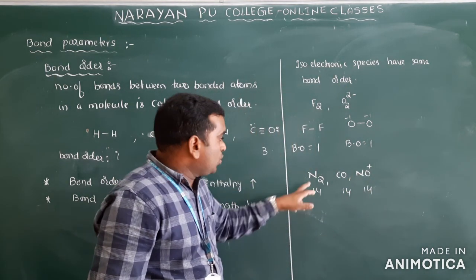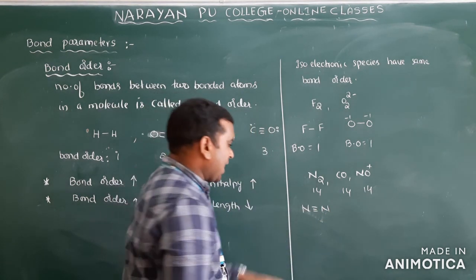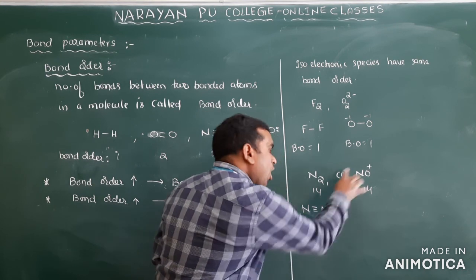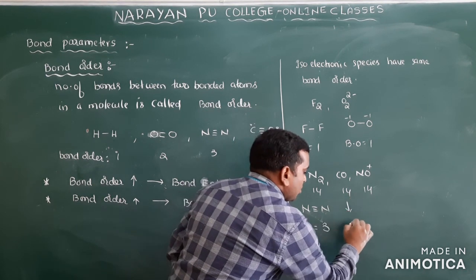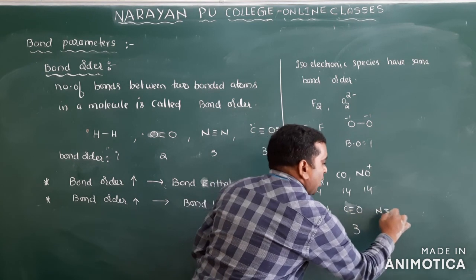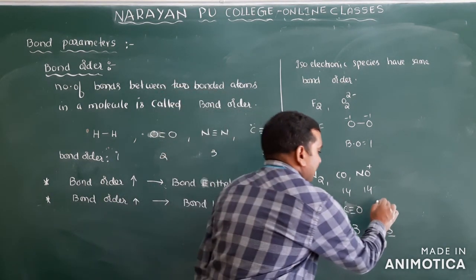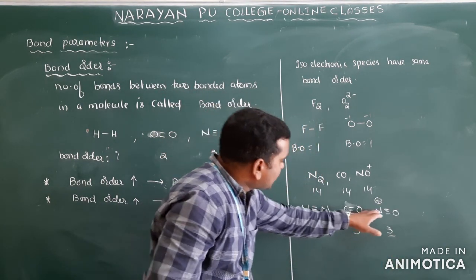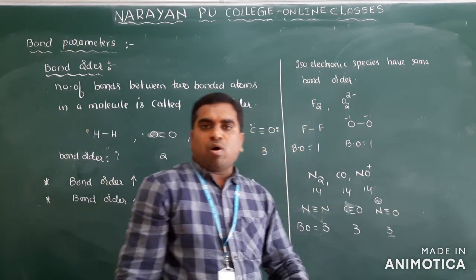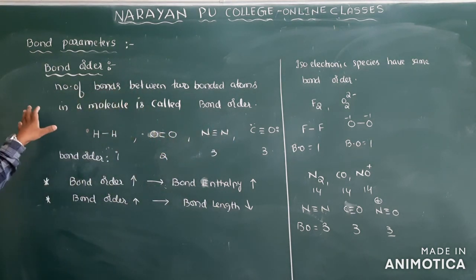You know nitrogen has a triple bond, and a triple bond means the bond order is 3. Automatically CO also will have the bond order 3, and NO plus will also have the bond order 3. Clear? Even if you don't know the structure, if you know nitrogen, they will also have bond order 3. And this is about bond parameters.